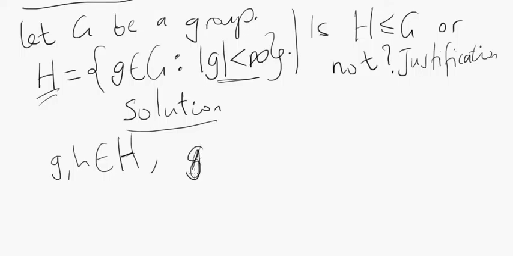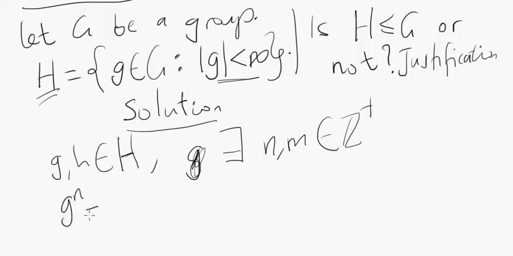So that means there exist positive integers n and m such that, for example, g to the n equals the identity, and h to the m equals the identity. That's what it would mean for elements g and h to be members of the set H. They have finite order.